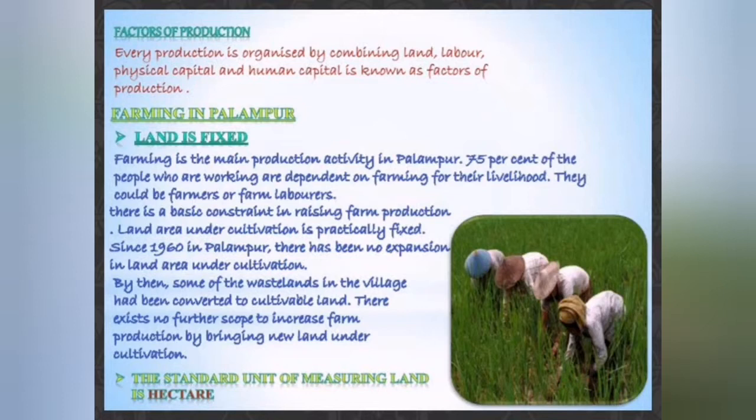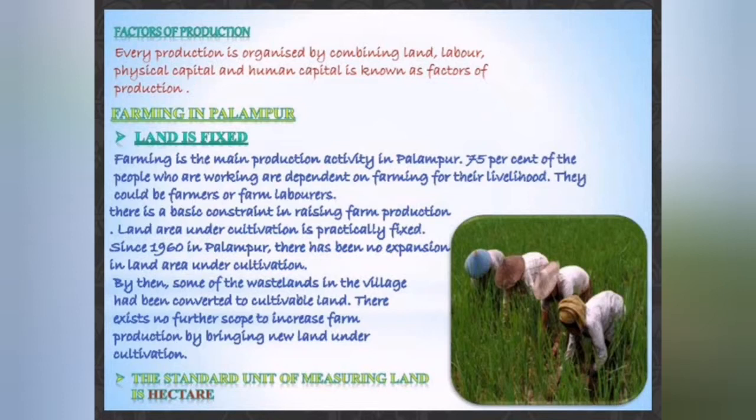That means the first requirement of production, the first factor of production is land, and land is fixed. We can't increase the land area for production. Whenever the demand for production increases, we have to use the production methods to increase the production of goods and services using the fixed land resources.